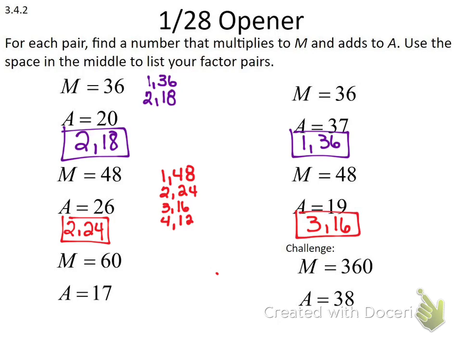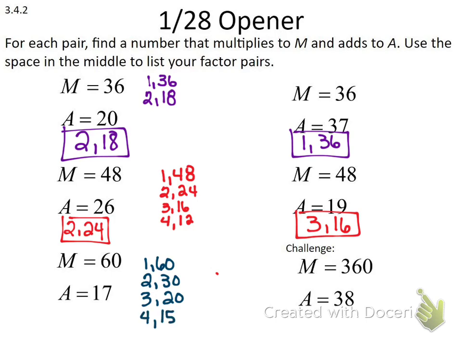What are my factor pairs for 60? 5 and 12. Nope. I don't like to start my factor pairs like that. Maybe 5 and 12. Nope. That's right, but I want my factor pairs in order. So I have 1 and 60. If I add those together, will it equal 17? Nope. Then what do we have? 2 and 30. Then what? 3 and 20. If I add those together, will I get 17? No. Okay, keep going. 4 and 15.